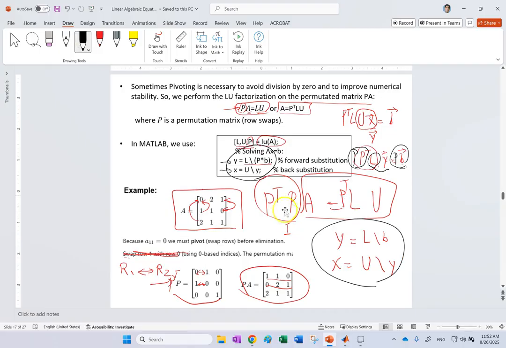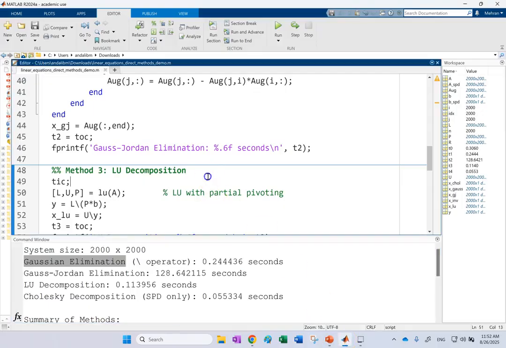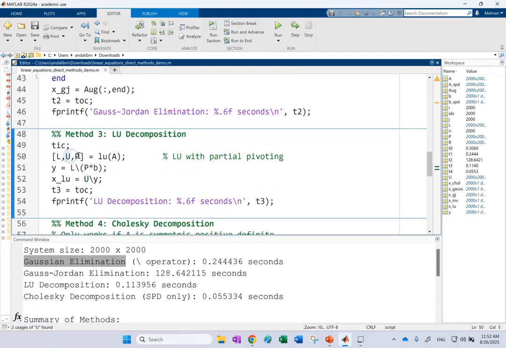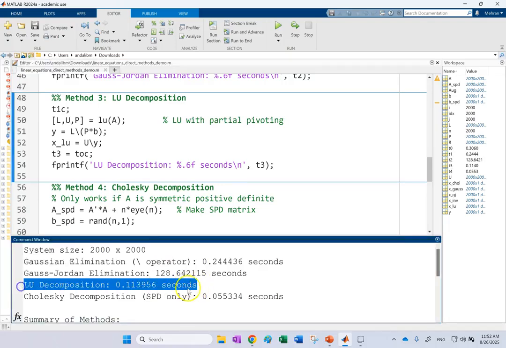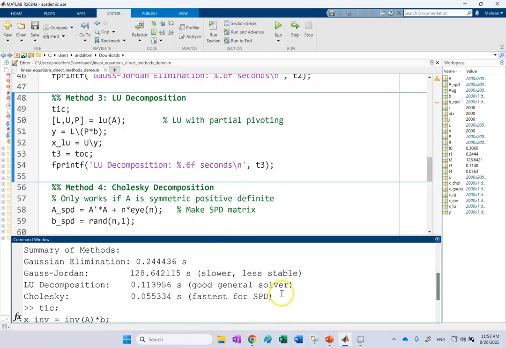And that's it. Okay, and here I have used that LU decomposition, assuming that there is a need for P, and I found the solution, and look at how fast the solution took. Only 113 milliseconds, which is even faster than Gaussian elimination. Okay, so you see LU decomposition can do a relatively good job. Yes, it's a good general solver, but Gauss-Jordan was extremely slow.